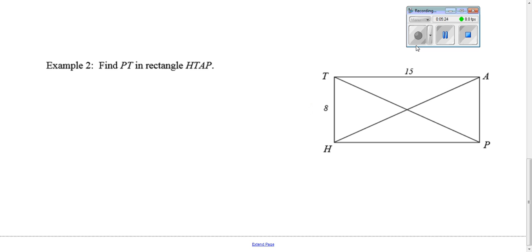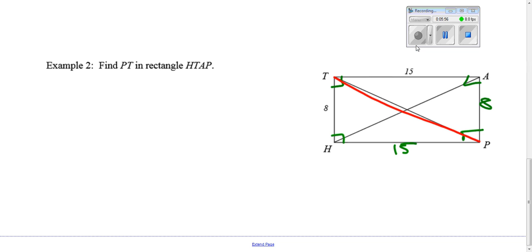Our example 2 says find PT in a rectangle HTAP. So PT is a diagonal. Okay, I'm going to find my diagonal. So our direction said first mark all the right angles. So here, I got one here, I got one here, and I got one here. In a rectangle, do my diagonals intersect perpendicularly? Do they form 90-degree angles? No. Okay, but let's fill in missing side lengths. If this is 15, so is this, because opposite sides are congruent. If this is 8, so is this. I am trying to find PT.